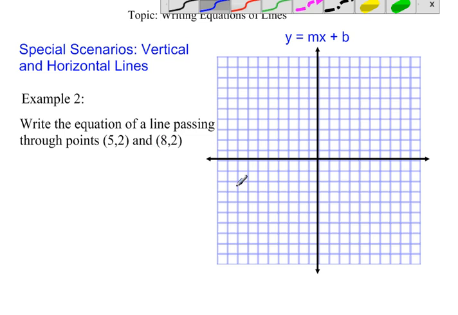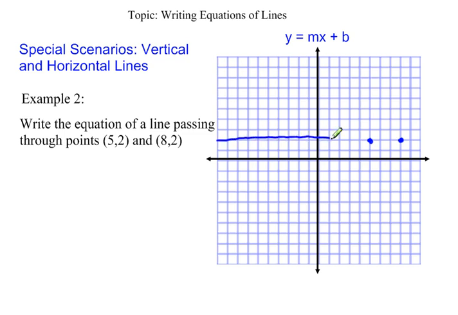Next, you have (5, 2) and (8, 2). So I'm going to start out graphing it. A lot of times you won't be supplied a graph. It helps just to draw a little one off to the side of your problem, just to help you visualize what's happening. So I'm going to graph (5, 2) and (8, 2). Now, as soon as I connect those, I think you're going to see that that's going to be a horizontal line.